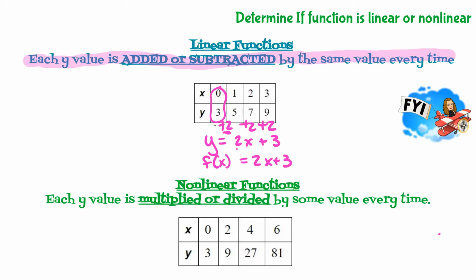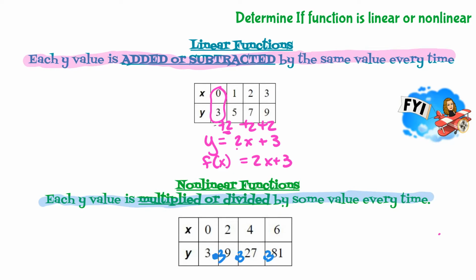In a nonlinear function, each y value is multiplied or divided by some value every time. So in this case, you can see that each y value is being multiplied, so we're multiplying it by 3 each time. We're not going to get into how to write that equation at this point, but just know that we multiplied each y value by 3 each time. So 3 times 3 is 9, 9 times 3 is 27, 27 times 3 is 81.